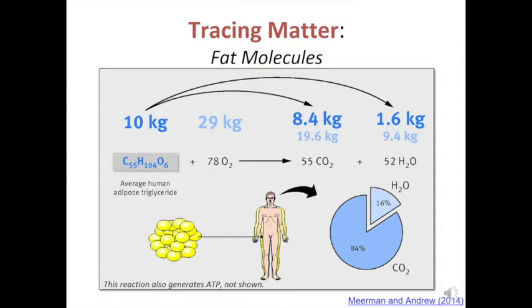19.6 kilograms of that matter was incorporated into carbon dioxide that was breathed out, and 9.4 kilograms of that matter was incorporated into water that was expelled. But the same amount of matter, 39 kilograms, or 10 kilograms of fat and 29 kilograms of oxygen, is expelled as carbon dioxide and water.